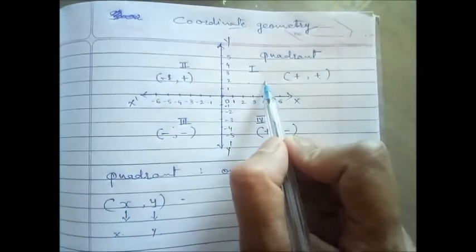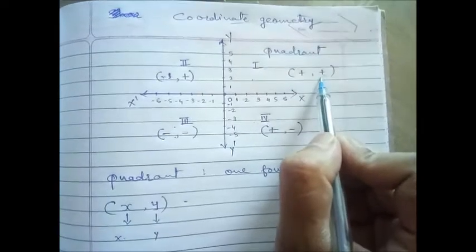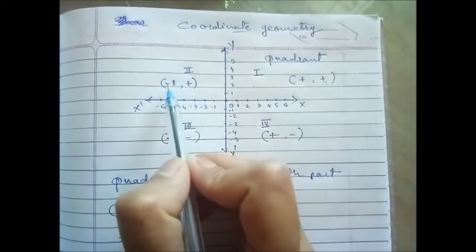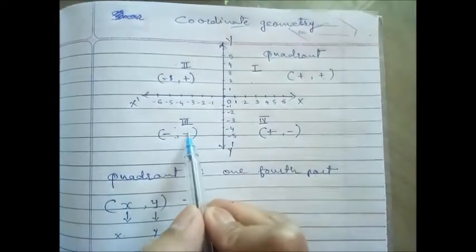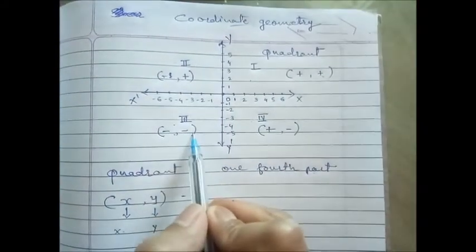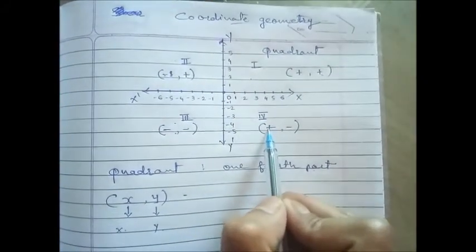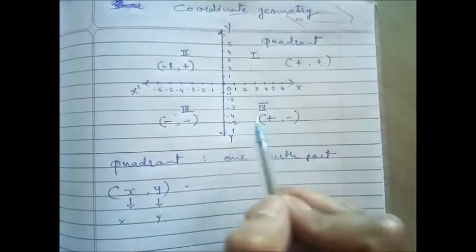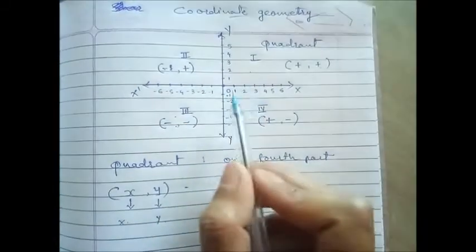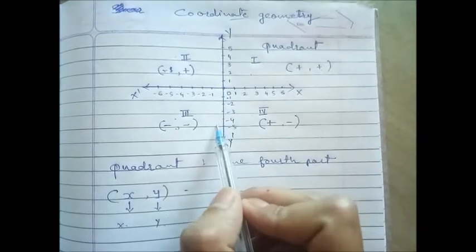Now in the first quadrant, x will be plus and y will be plus. Now for the second quadrant, x will be minus and y will be plus. In the third quadrant, both x and y will be minus, and in the fourth quadrant, x will be plus and y will be negative, right?